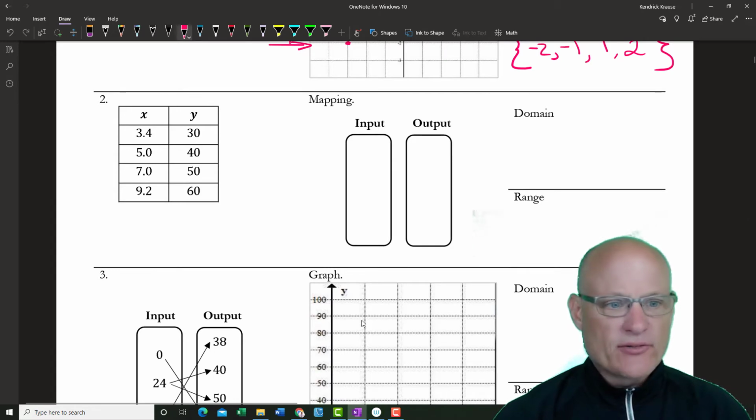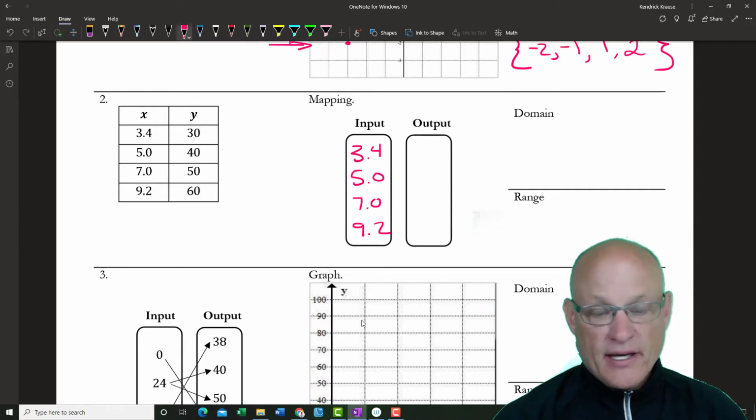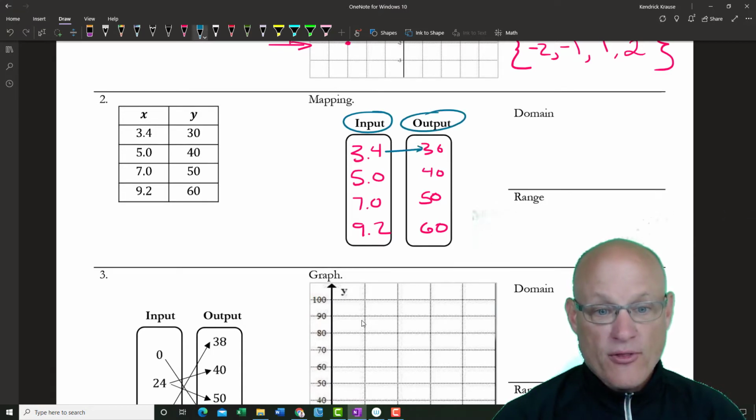This is kind of boring. So a mapping function. So you'd put the input values here, 3.4, 5.0, 7.0, and 9.2. And they just all happen to be in order. That's why it's kind of boring. I should have probably picked a more exciting example than this. But anytime you list out a mapping function, what you're going to do is you're going to put the input here, the output here, and then you got to draw arrows. So 3.4 goes to 30, 5.0 goes to 40, 7.0 goes to 50, and 9.2 goes to 60.